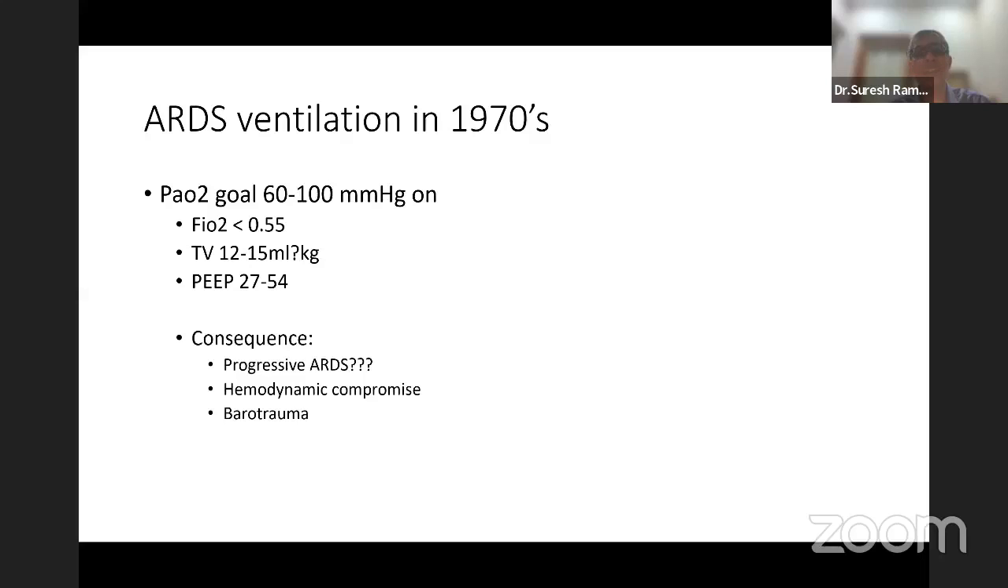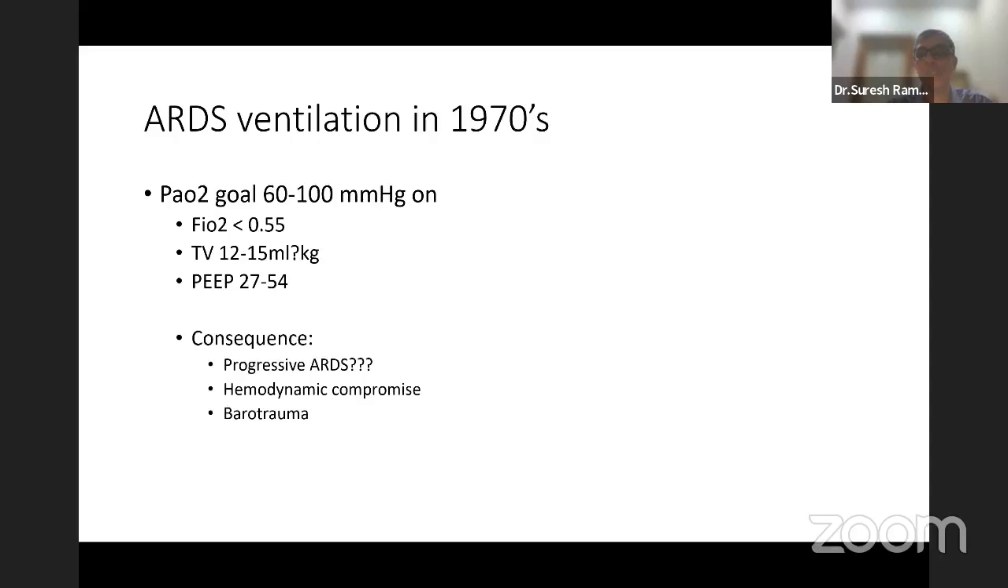And so the ARDS ventilation in the 1970s had a goal of PaO2 of 60 to 70 mmHg on FiO2 less than 0.55, tidal volume of 12 to 15 ml per kg, and a PEEP ranging from 27 to 54 centimeters of water. So these are true numbers in the 70s, what they used to ventilate patients with ARDS. And a consequence was that people did not respond even to that.